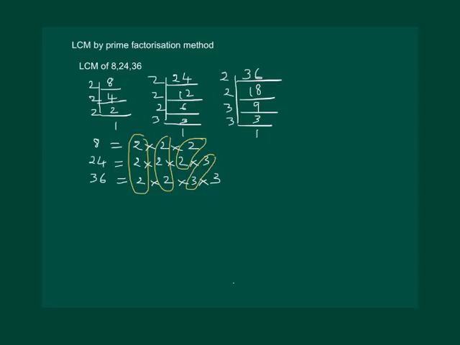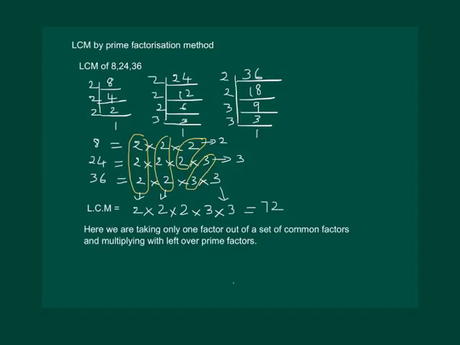Now take only one factor out of a set of common factors. From these we take 2. This set we take 2. This set we take 2. This set we take 3. And multiply with the non-common factors. We get the LCM to be 72.